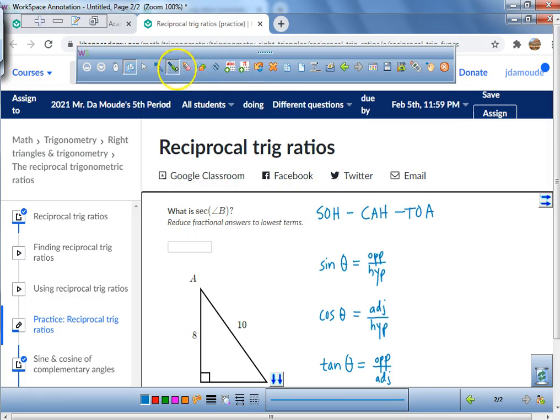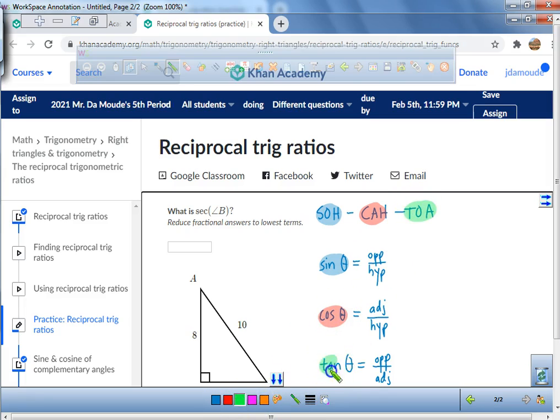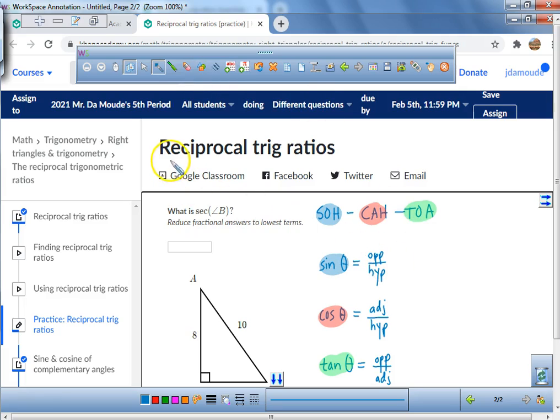We've been using sine, which is this. We've been using cosine, which is the adjacent over the hypotenuse. And we've been using tangent, which is the opposite over the adjacent. So these are the three basic ones. Today we're going to be talking about what's called the reciprocal trig ratios.